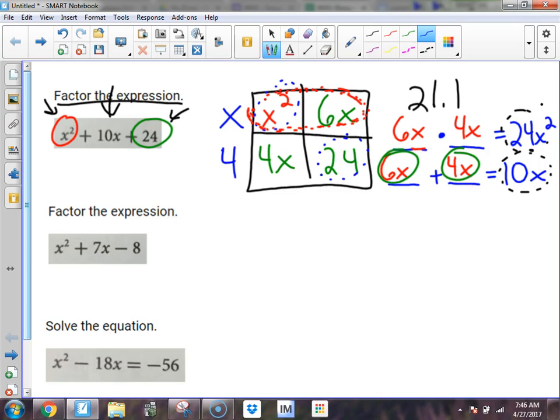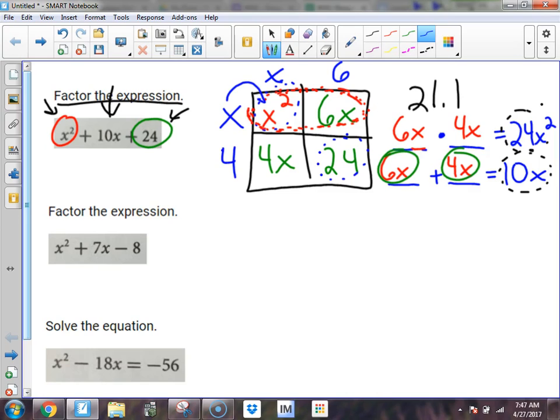Now we can actually start filling this out a little bit, knowing what we know about multiplication. X times what would give me x squared? X times x. So x times x. I can just put the x and the x right there. X times what would give me 6x? So then I can put the 6 right there. Hey, I have my box filled out working backwards here.